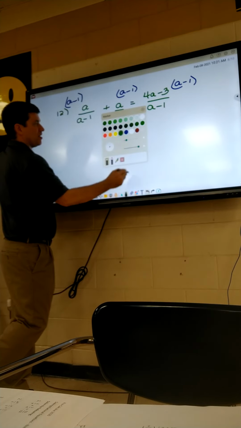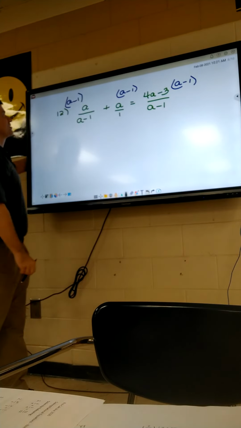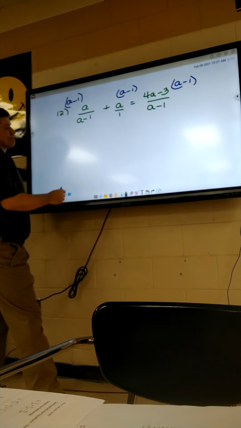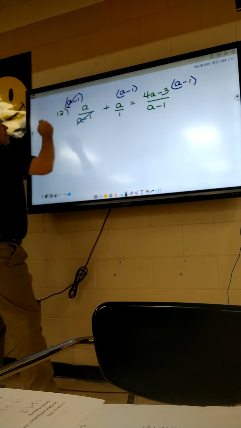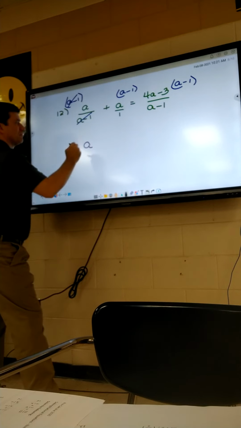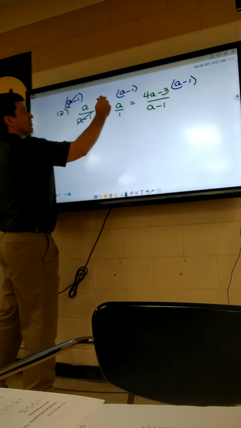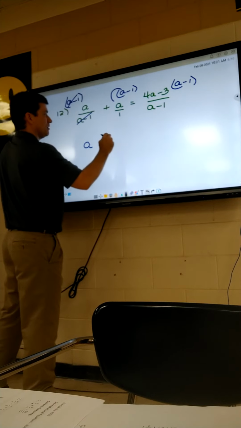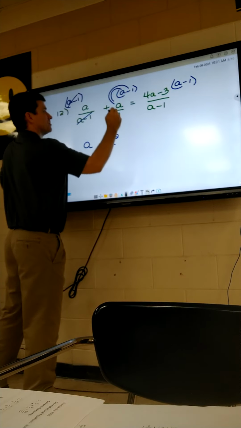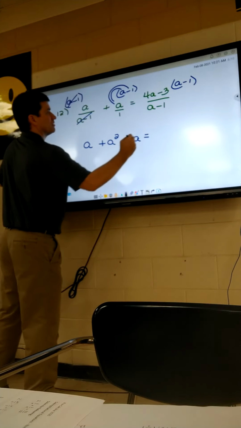All right, let's do your common denominator step. What cancels out, Ellis, on the first fraction? At the bottom, A minus 1. What do I bring down? A. Good, just A. Everybody good? What cancels out on the second fraction? Nothing. So what do I bring down? A times A is A squared. A times negative 1 is negative 1A.